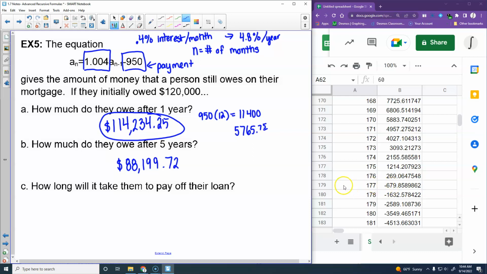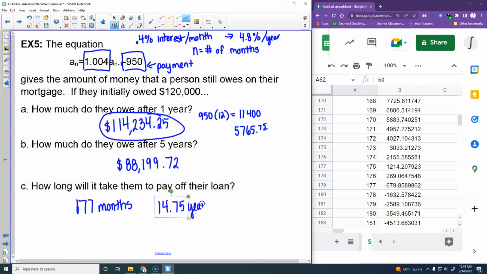Unless you're old. But so, at 176 months, you still owe $269.06. So you will have to pay a little bit that last month. So we'll just say 177 months. Okay, all right, now let's change that to years so that we get an idea. It's 14.75 years.